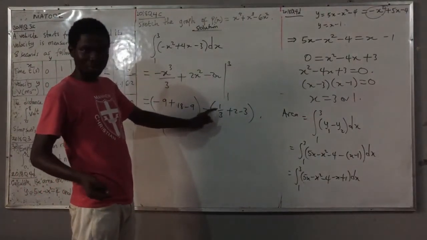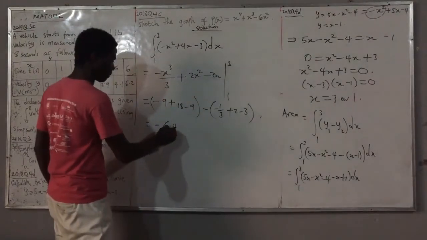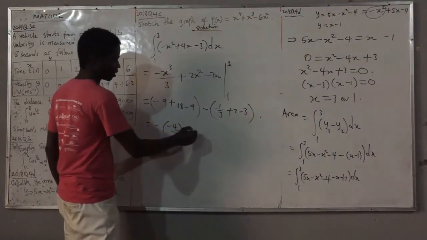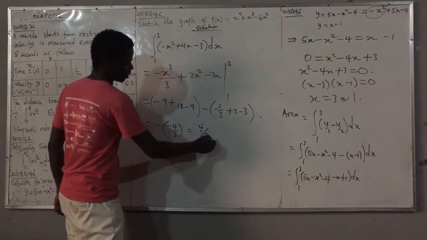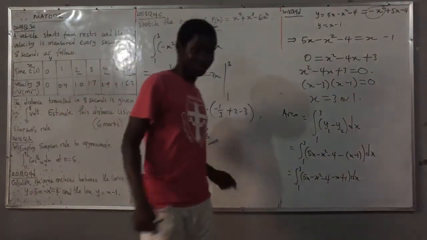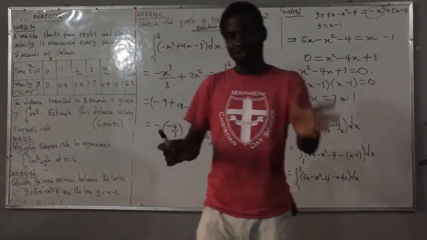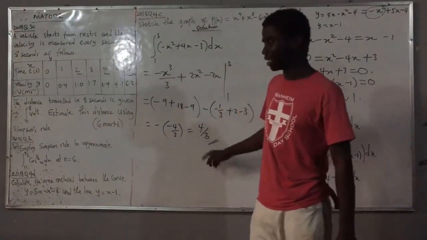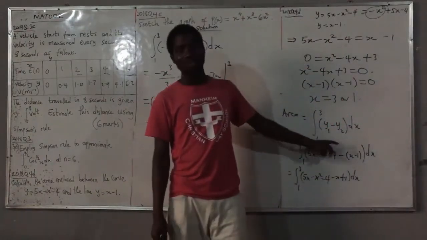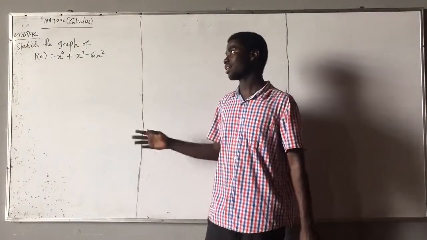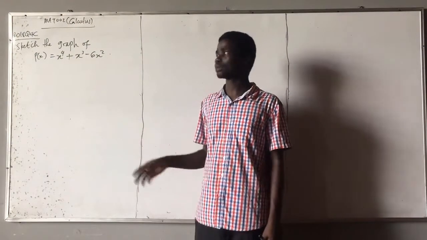Minus 1 over 3 is minus 4 over 3. So this is 4 over 3. So the area under this curve is 4 over 3. But assuming I solve and I get minus 4 over 3, then that means I'm supposed to have done y2 minus y1. I need to sketch the graph of this in MAT002.